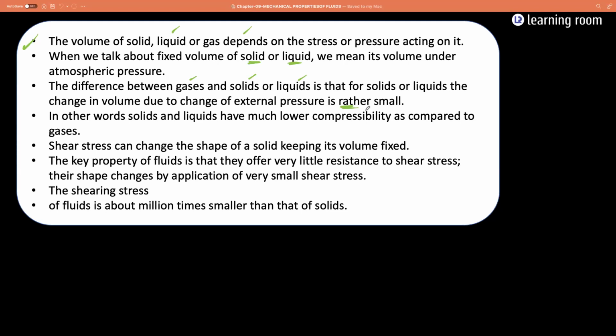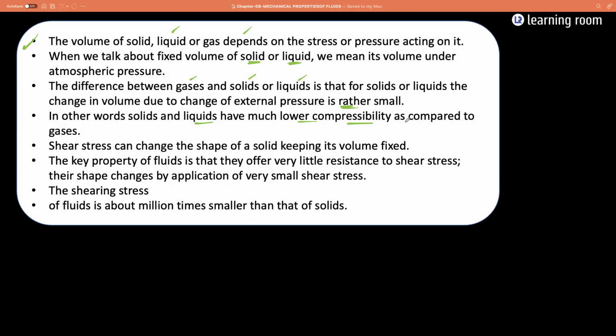Even a liquid does not have a shape of its own, but it will take the shape of a container. At the same time, when you try to compress it, its compressibility is on a lesser scale compared to that of gases. In other words, solids and liquids have much lower compressibility as compared to gases.